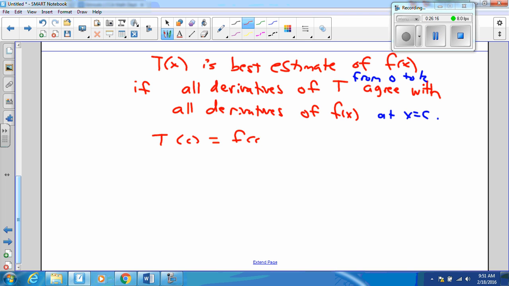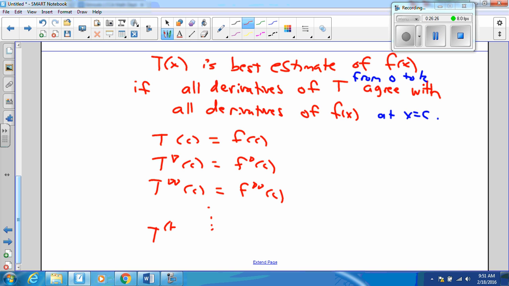So let's put this in official math language. We're saying that T of c equals f of c, T prime of c is equal to f prime of c, T double prime of c is equal to f double prime of c, and so on, up through the kth derivative at c. That's our best estimate condition. And the polynomial that is so constructed is called a Taylor polynomial.